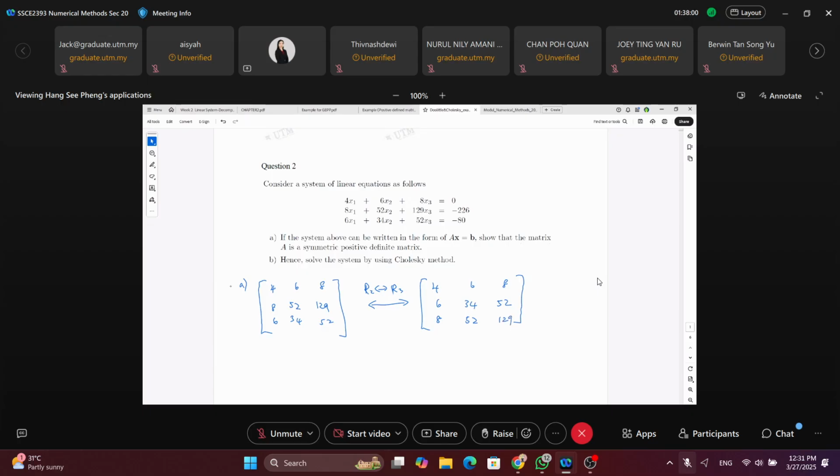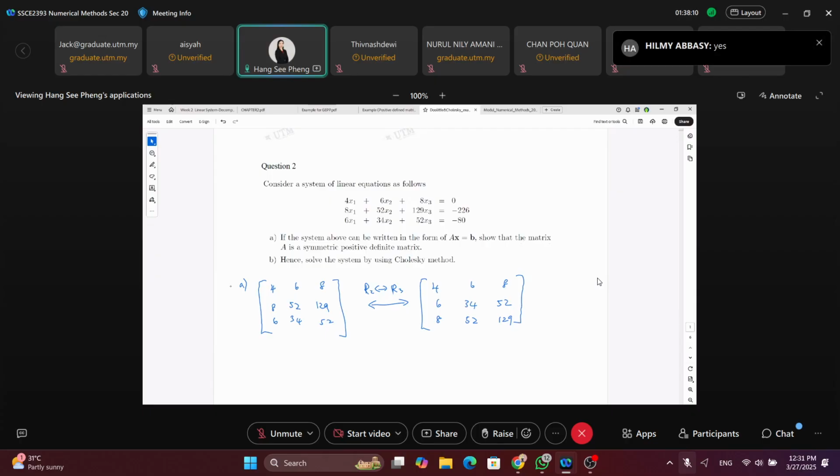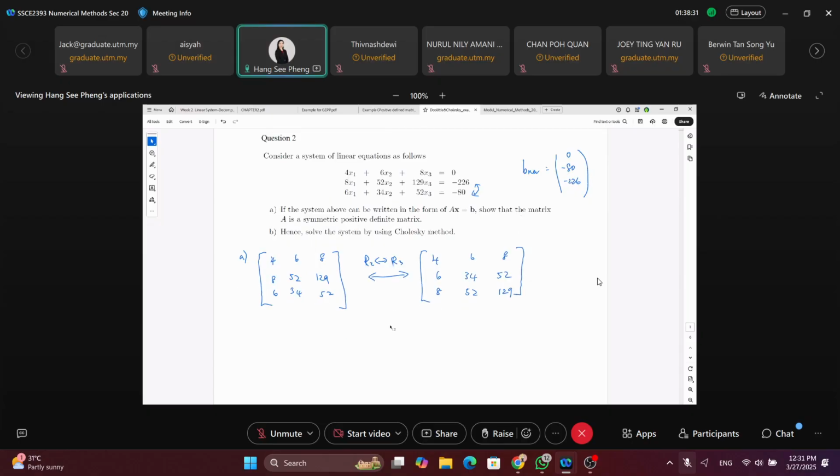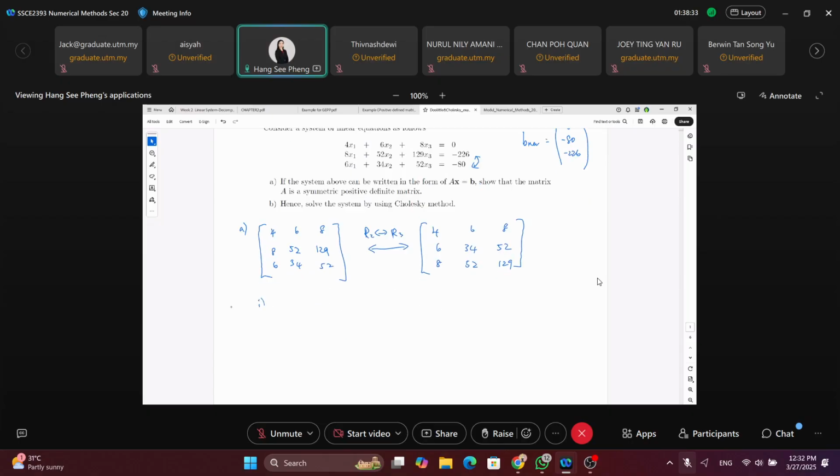Okay. Is this matrix symmetric? Yes. So that means we swap these two equations, the whole equations, not only the right-hand side, this one also. So the new B now is 0, minus 80, minus 226. Okay, now we proceed to check the first condition.